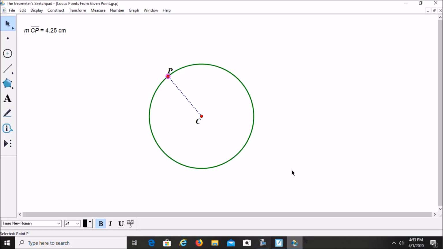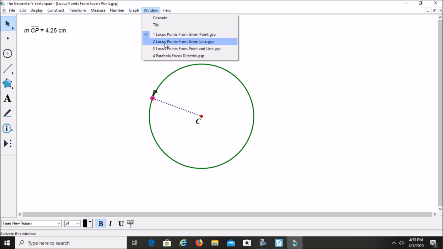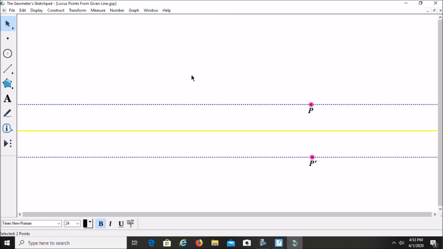Locus definitions. The locus of points equidistant from a fixed point is a circle. So every point on the circle P is the same distance from C, the center of the circle. Here's another one. The locus of points equidistant from a given line, the yellow line, are two parallel lines, one on either side. So in this case, both P and P prime are always the same distance from the given yellow line.